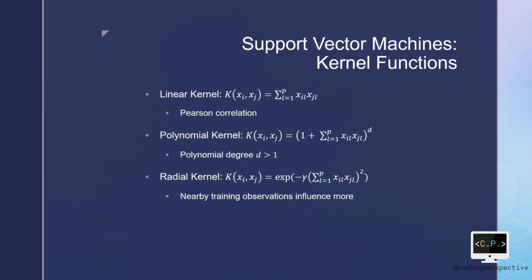Another popular choice of kernels is the radial kernel, which is defined as e to the power minus gamma times the summation of (xij minus xi'j) squared. Here, gamma is a positive constant. It works well in nonlinear decision boundaries. The radial kernel has very local behavior in the sense that only nearby training observations influence the classification task.